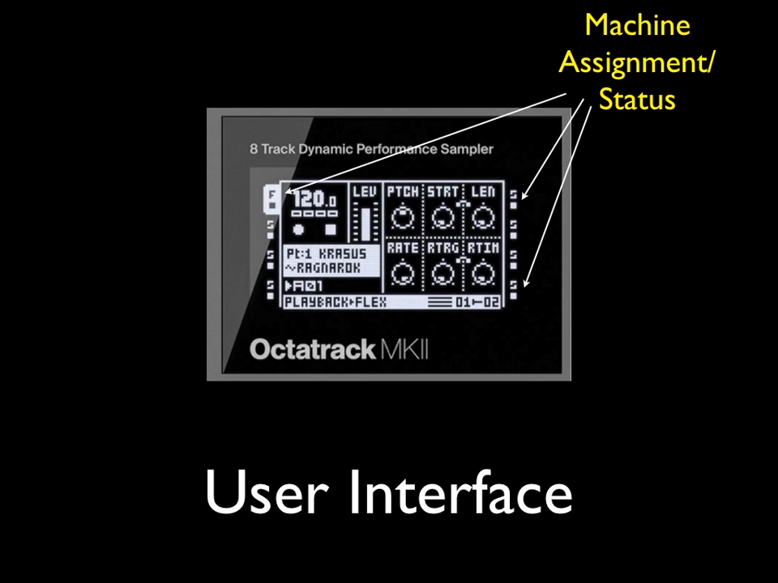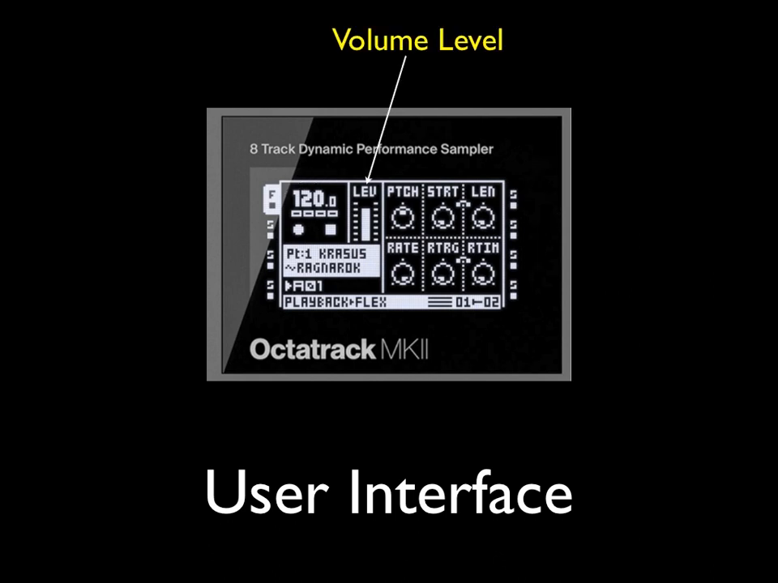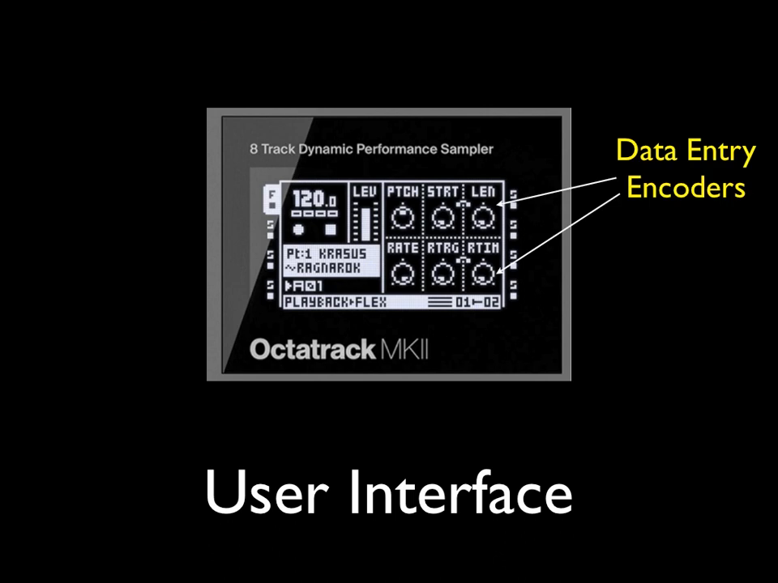The machine assignment status shows which machine is active, depending on which icon is highlighted. This is the volume level for the track. This shows the BPM or tempo. And here are the 6 data entry encoders, which we've already covered.